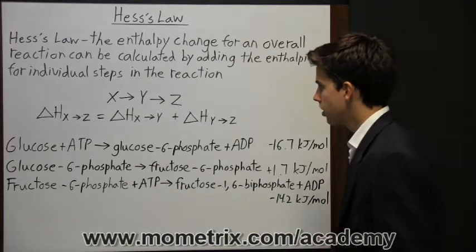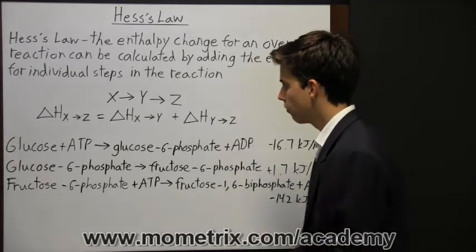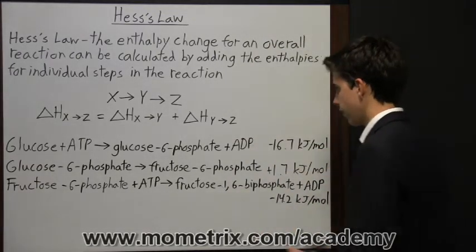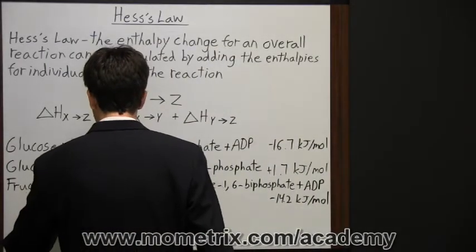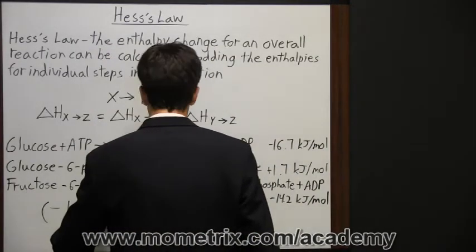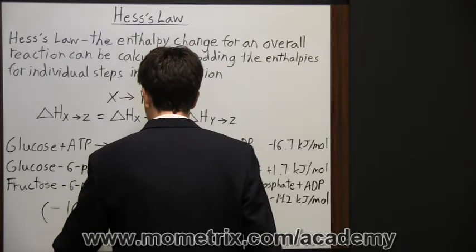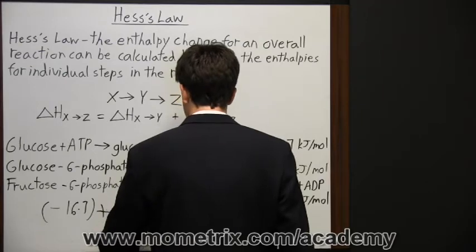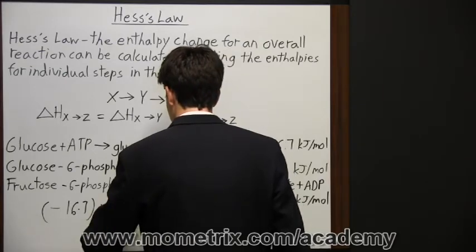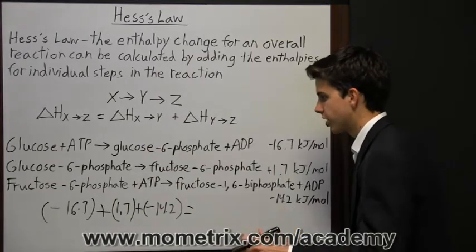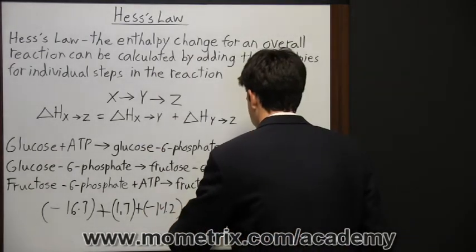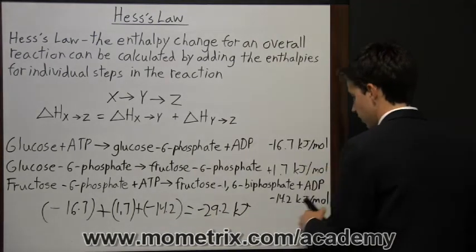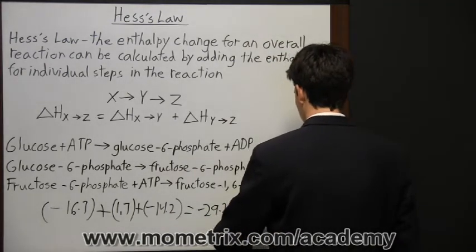So all we have to do is just follow this up here to find the overall enthalpy. We just need to add these 3 changes in enthalpies of each step together. So we add negative 16.7 plus positive 1.7 plus negative 14.2. So when we've added all those together, I'll save you the math, we get negative 29.2, and then we just use the units that we've been using already, kilojoules per mole.